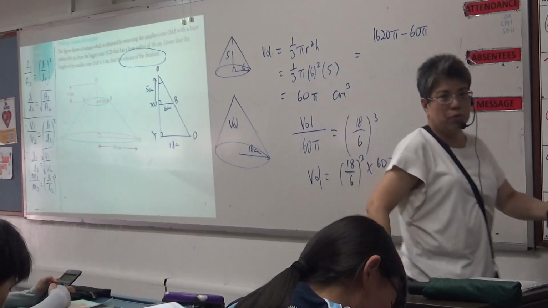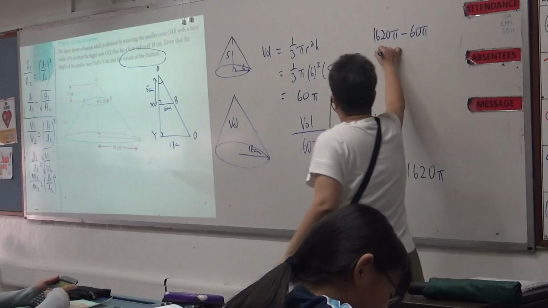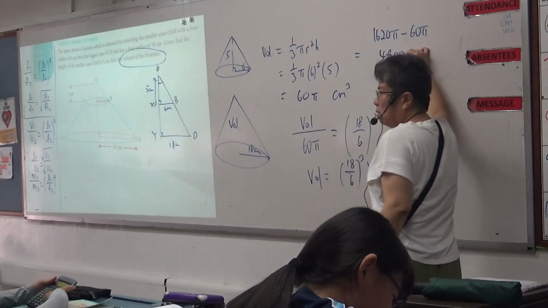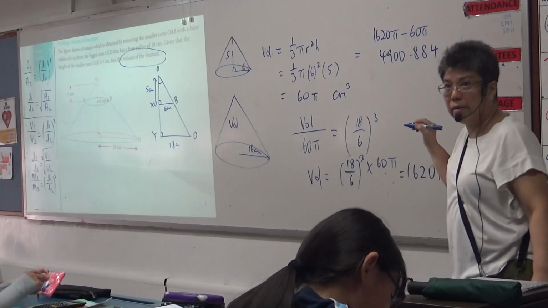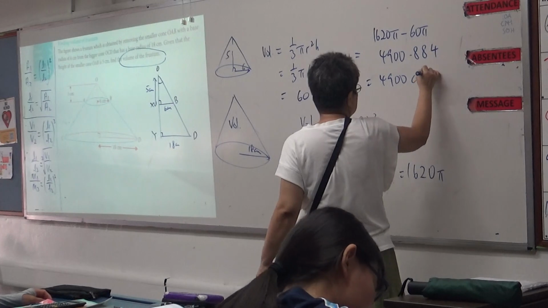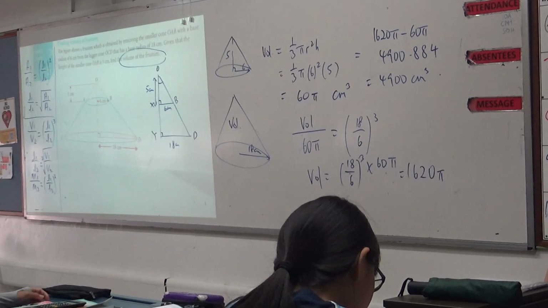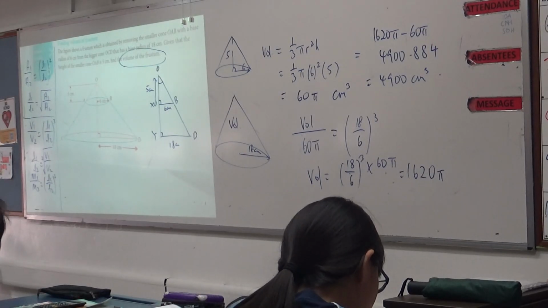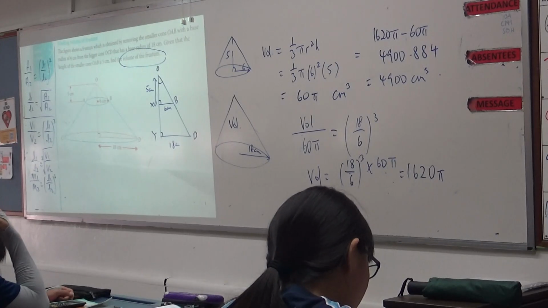What is it for 3 decimal places? 4900. Sorry, 4884. Same thing, right? Okay. So to 3 significant figures, 4900 cm3. Understand? Can or not? I'm talking to you. Can or not?